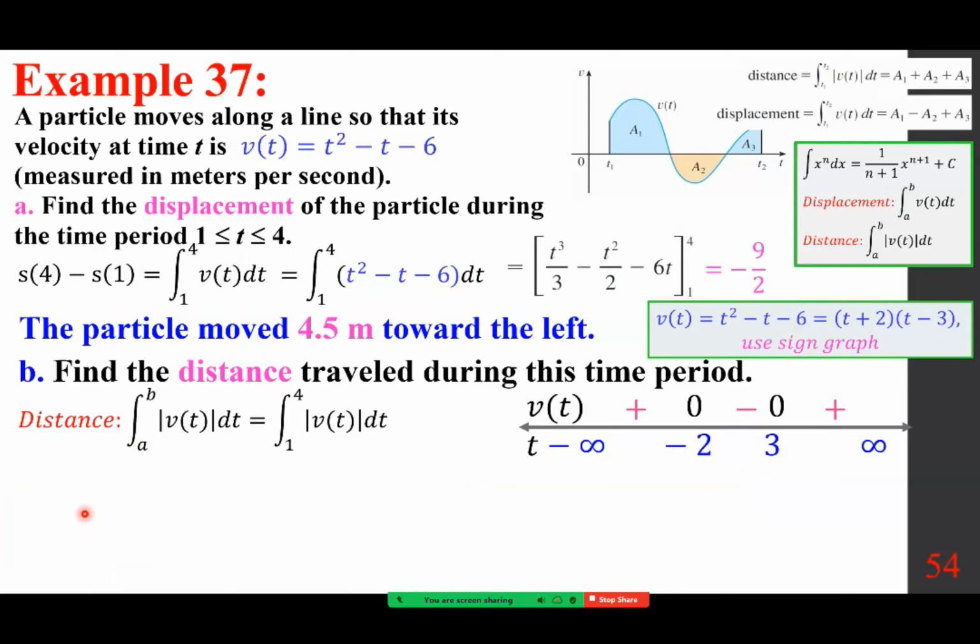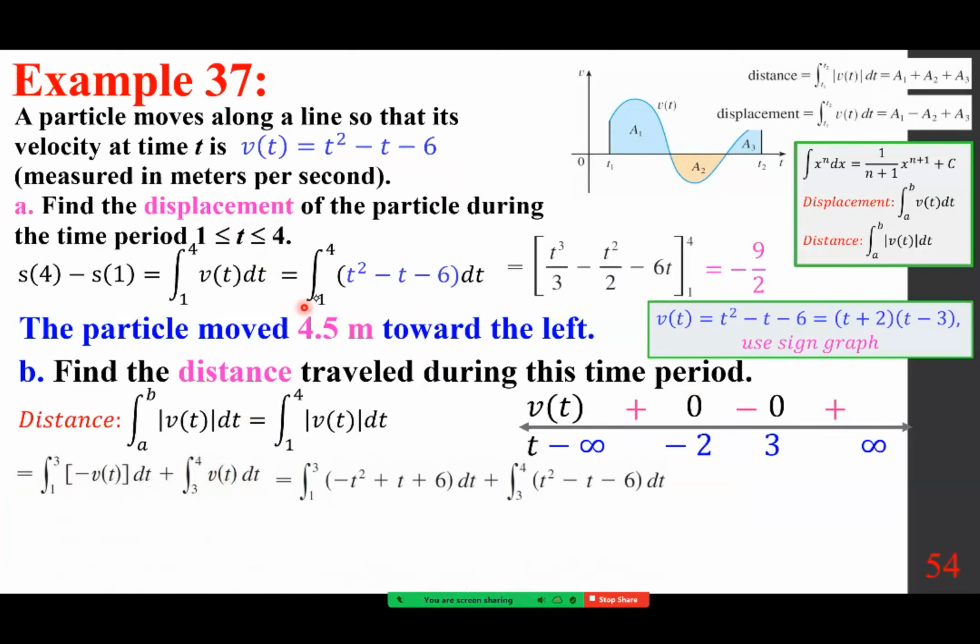So what does it mean? From 1 to 3, because we are going to go from 1 to 4, okay? From 1 to 3, we are going to use the negative of that to make it positive. From 3 to 4, we use the v itself. So a negative of v of t, so minus t squared plus t plus 6 dt, and v of t itself. So these are two pieces. You have to evaluate each one.